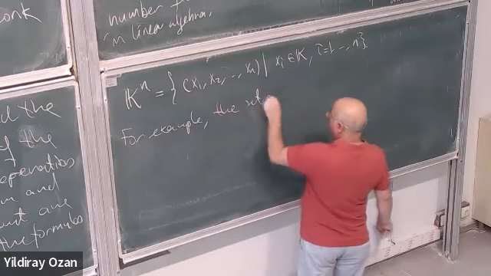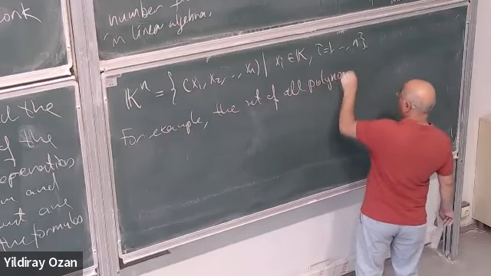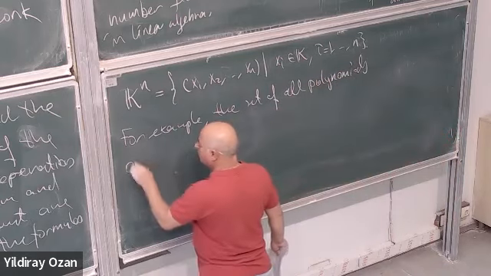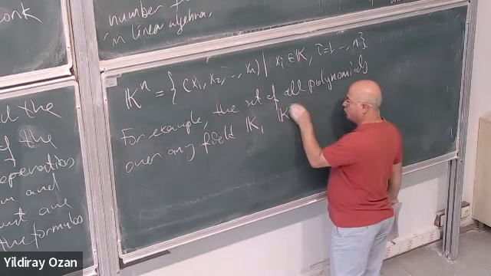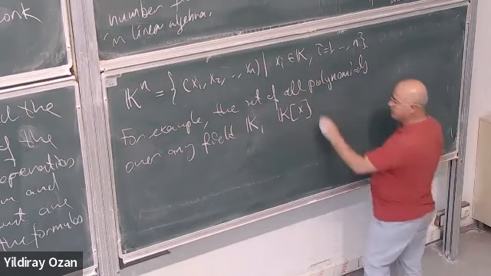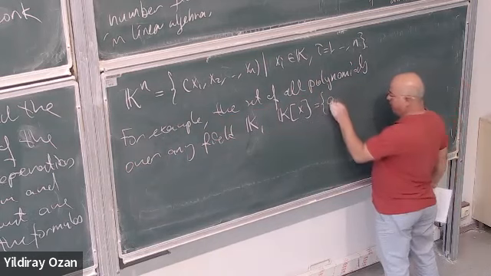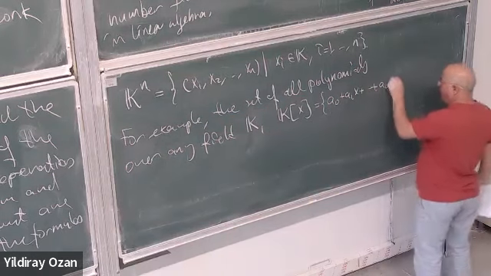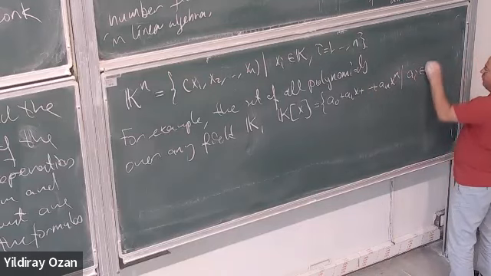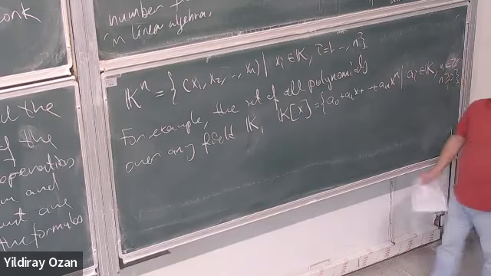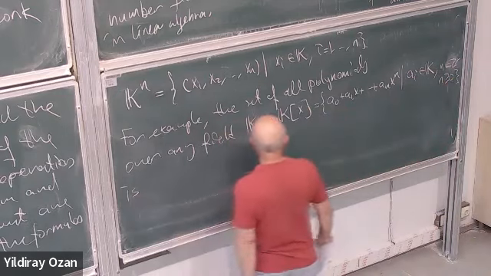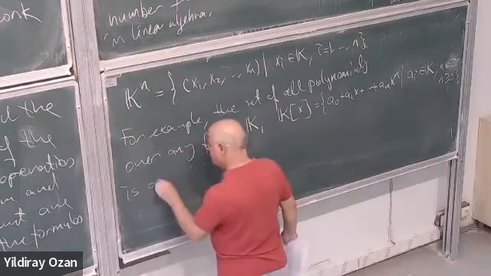Consider the set of all polynomials over any field. We denote it with K[x]. What we mean by this is that a polynomial is something like a0 + a1x + ... + an x to the power n, where the ai are in the field and n is a non-negative integer. It can be zero also, so it is an integer, but it is not negative. This is infinite dimensional.